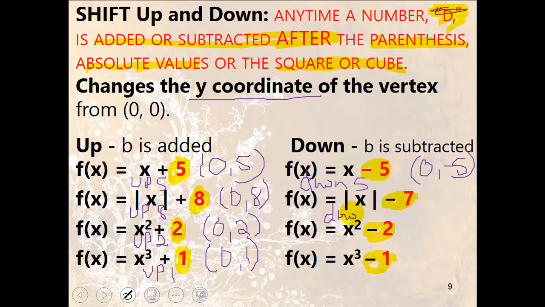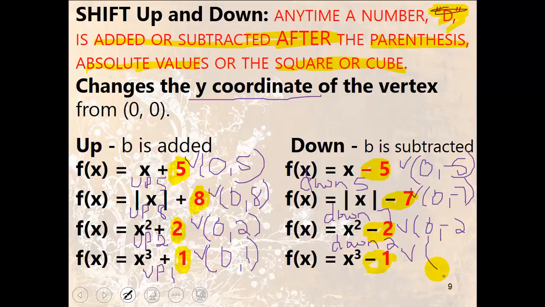Down 7. So this is 0, -7. Down 2. 0, -2. These are all the new vertices. V for vertex. Down -1.